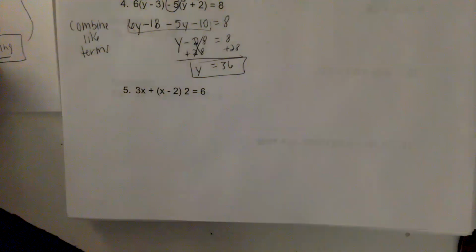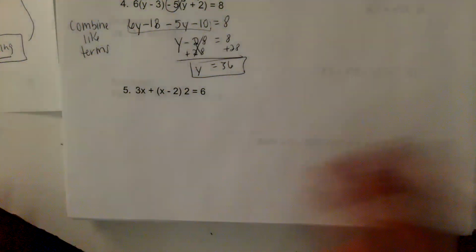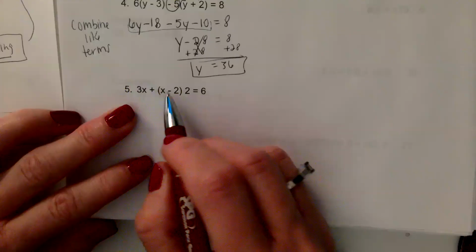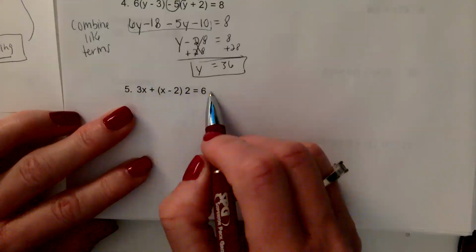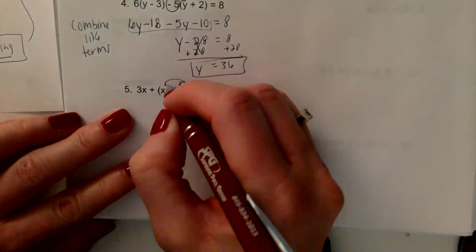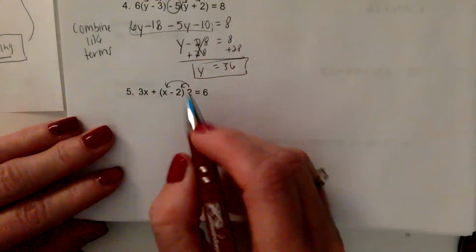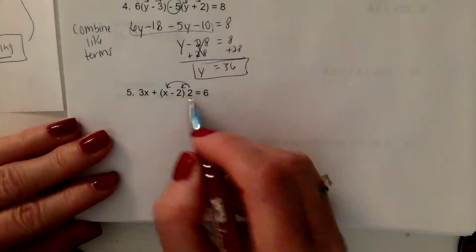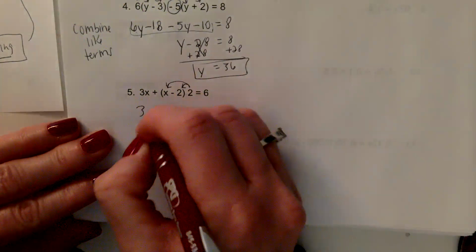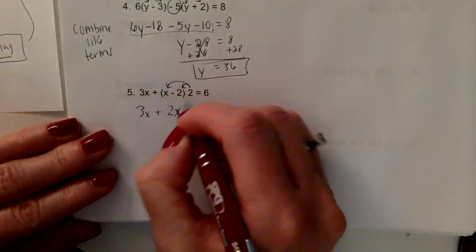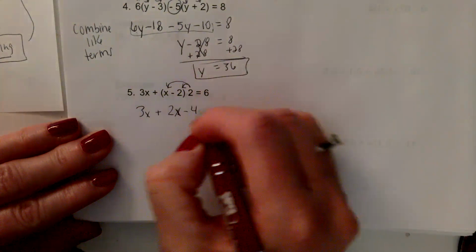Okay. Number 5. I have 3x plus x minus 2 times 2 equals 6. So I have to use my 2 to distribute to this parentheses. Even though I'm going backwards, it's okay. I still have to distribute this 2. So I have 3x plus 2x, and then 2 times 2 is 4 equals 6.